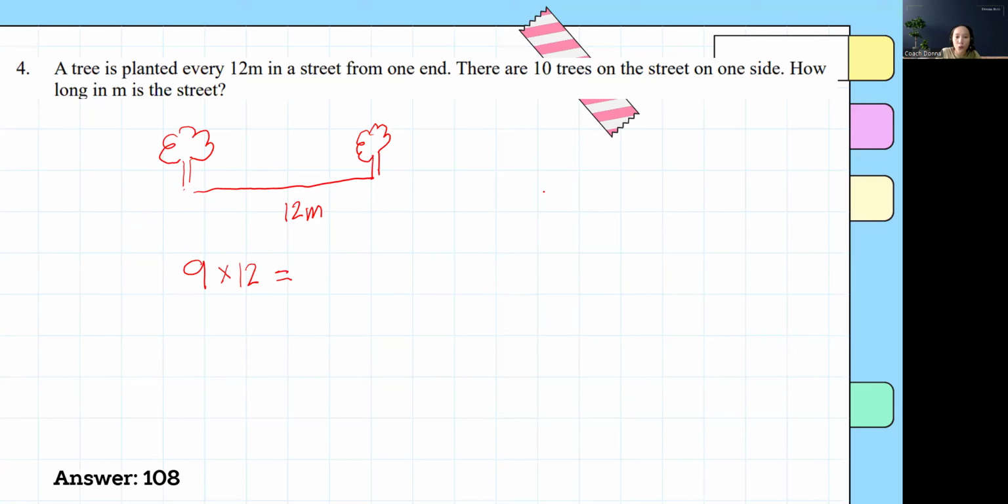You can repeatedly add 12 to itself 9 times, but you can also multiply 12 by 9. And that gives us 9 times 2, 18, carry 1. 9 times 1 is 9 plus 1, 10. And that gives us our answer, which is 108. Okay, that's it for number 4. Let's have number 5.